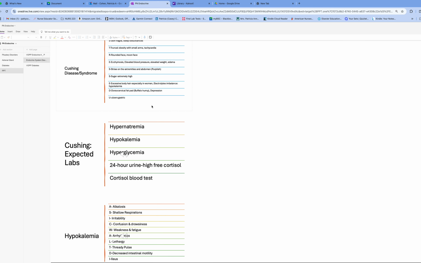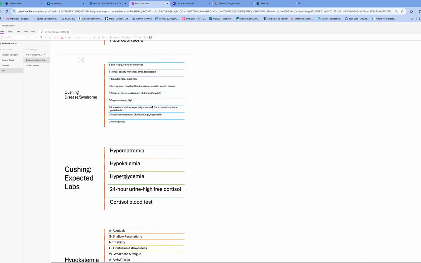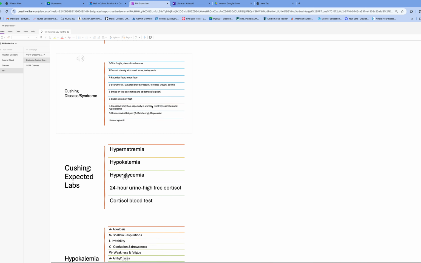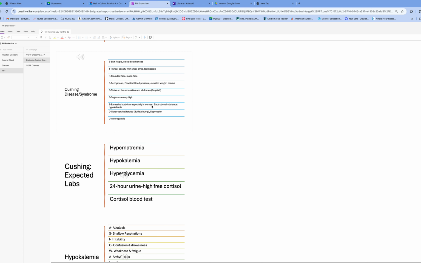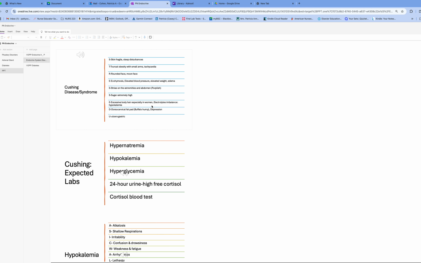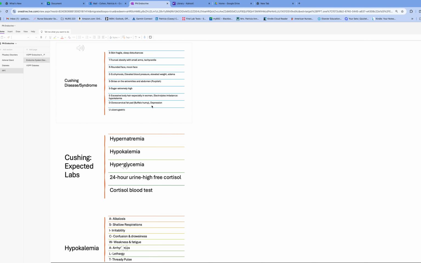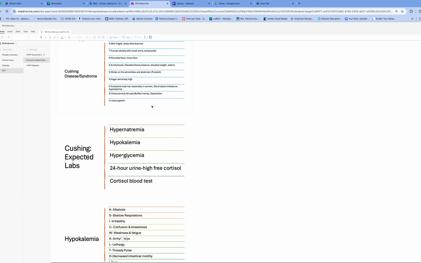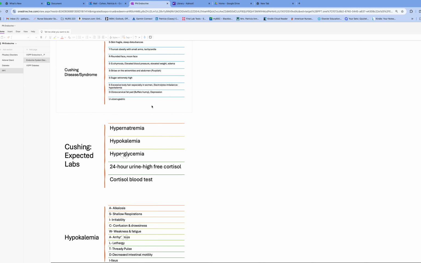Cushing's disease is like the opposite of Addison's almost. It's due to too much cortisol. The skin will be fragile. They'll have sleep disturbances and psychosis. Truncal obesity with small arms and tachycardia. They have the moon face. They bleed easily, so they have like gastric ulcers, and they have elevated blood pressure, elevated weight, and edema.